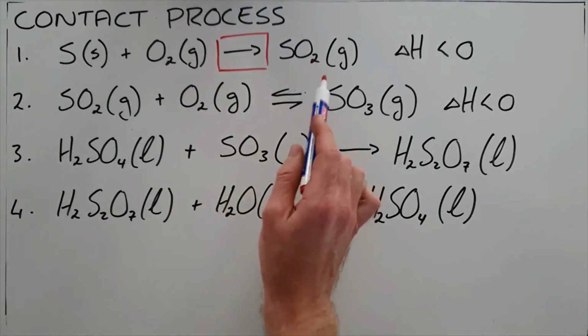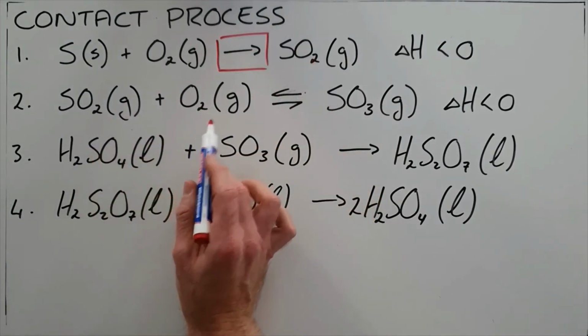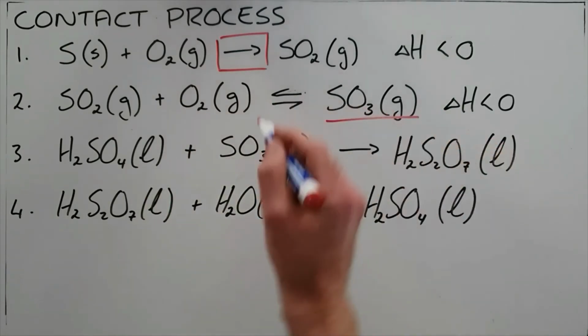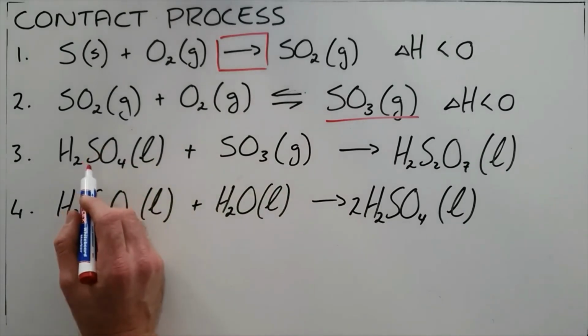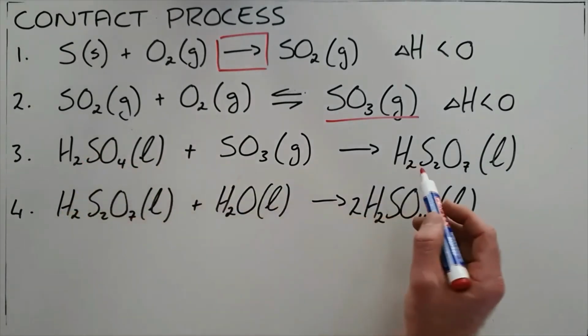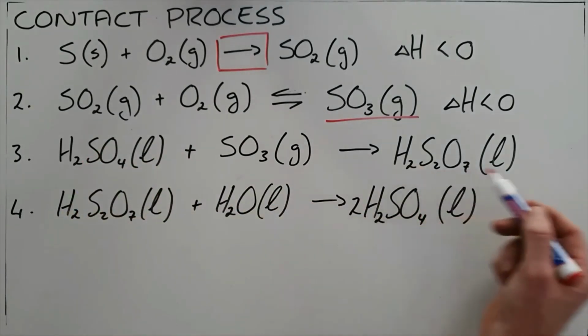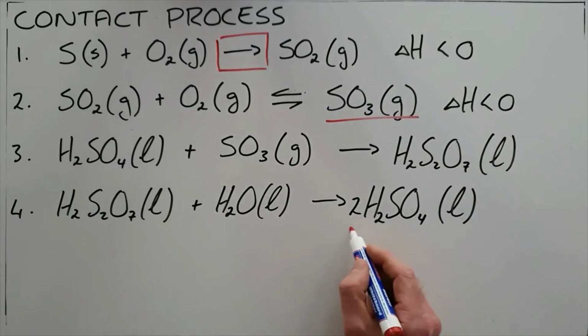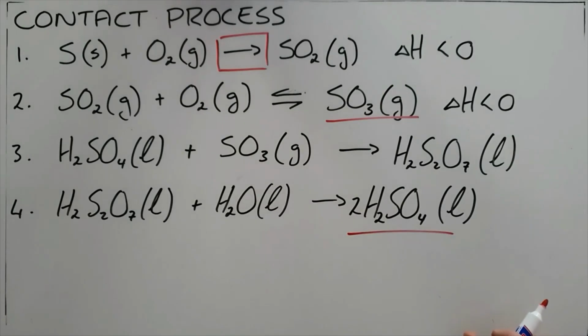From there, we take the sulfur dioxide and react it with oxygen again in a reversible reaction to form sulfur trioxide. That is then reacted with some sulfuric acid to form H2S2O7, also known as oleum. That oleum is then reacted with water to form sulfuric acid.